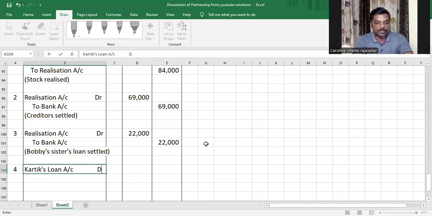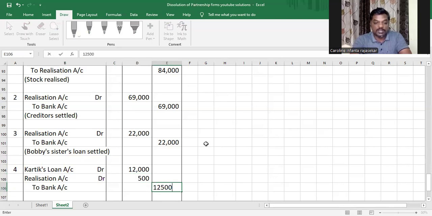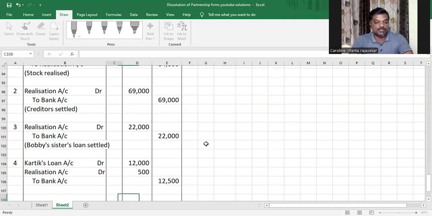Kartik's loan account debit, realization account debit, to bank. And that will be how much, my dear children? 12,000 was Kartik's loan settled. He settled at 12,500, so 500 is a loss. So bank account will be credited by 12,500.